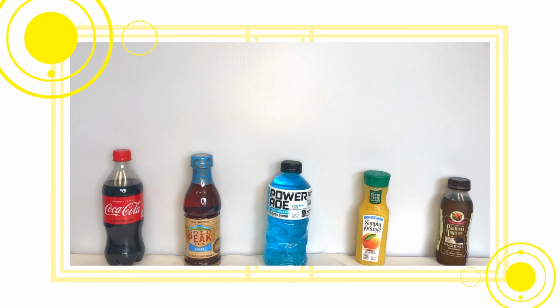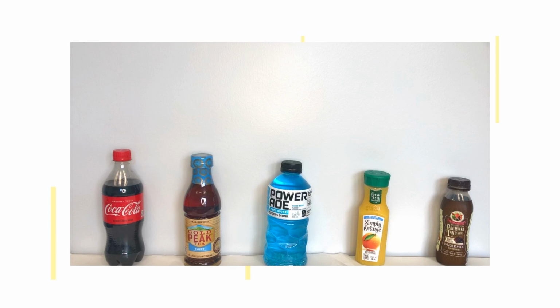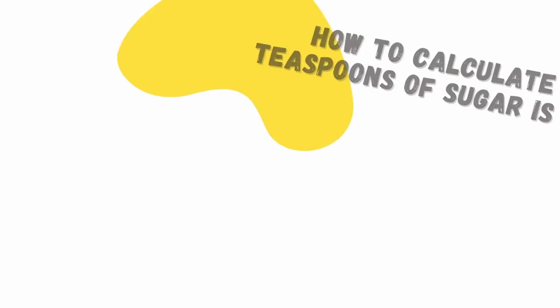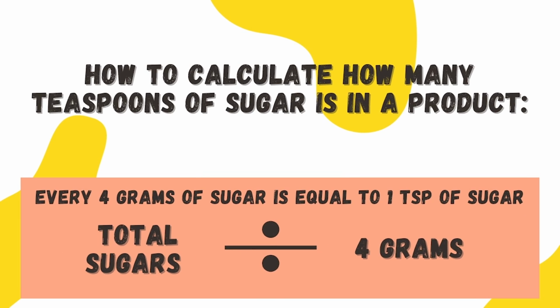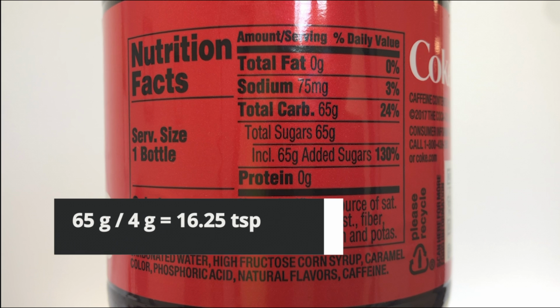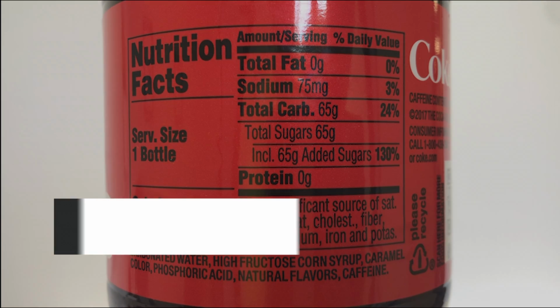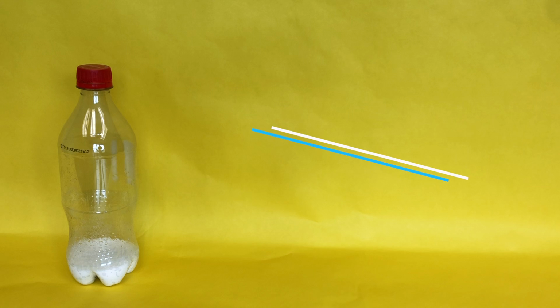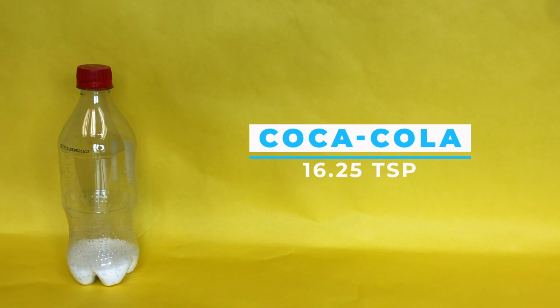In order to find out how much sugar is in a product, we need to understand some simple math. Every 4 grams of sugar is equal to 1 teaspoon of sugar. To find out how many teaspoons of sugar is in this Coke, we will take the total sugars, which is 65 grams, and divide it by 4 grams. This equals 16.25 teaspoons. Now you can see exactly how much sugar is in a 20-ounce bottle of Coke.